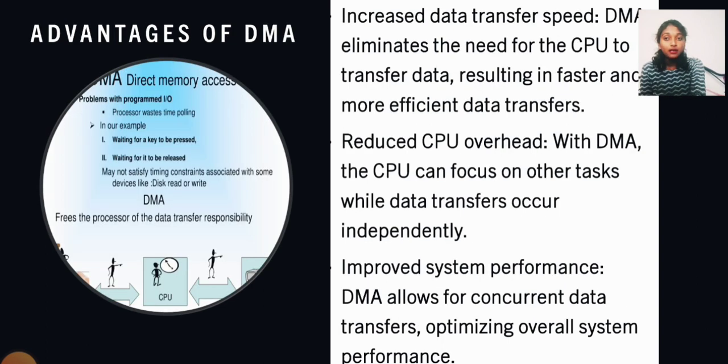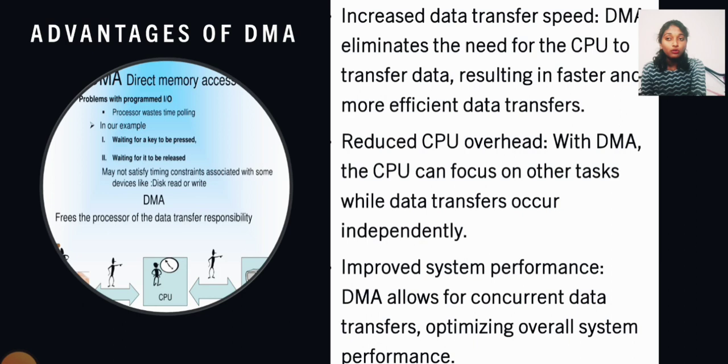So let's see the advantages of DMA. Increased data speed, reduced CPU overhead, and improved system performance are the advantages. It eliminates the need for the CPU to transfer data, resulting in faster and more efficient data transfer. With DMA, the CPU can focus on other tasks while data transfer occurs independently. DMA allows for concurrent data transfer, optimizing overall system performance.